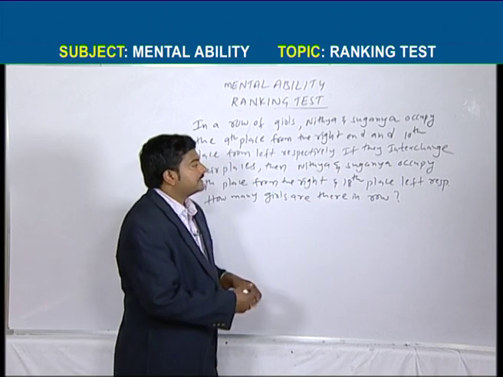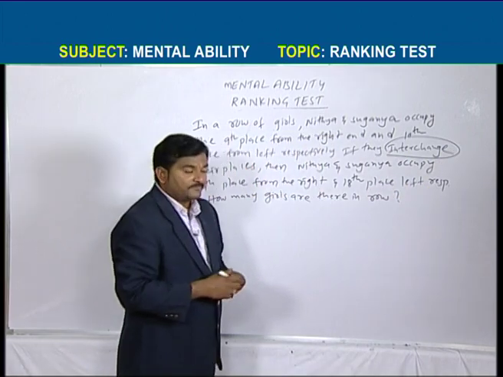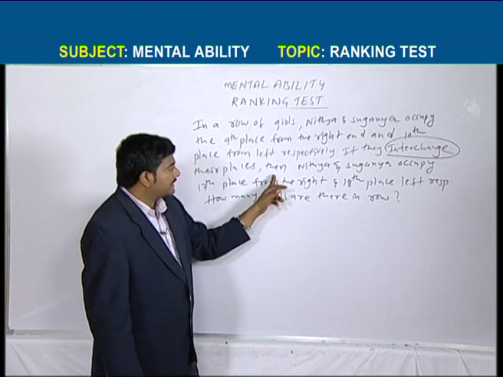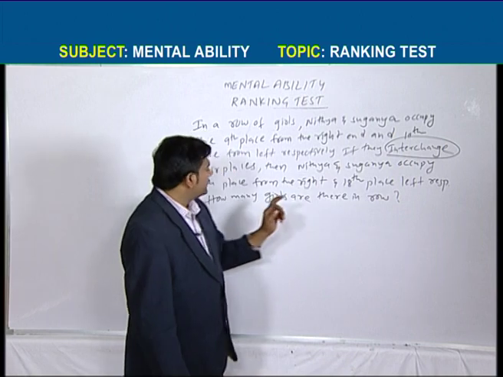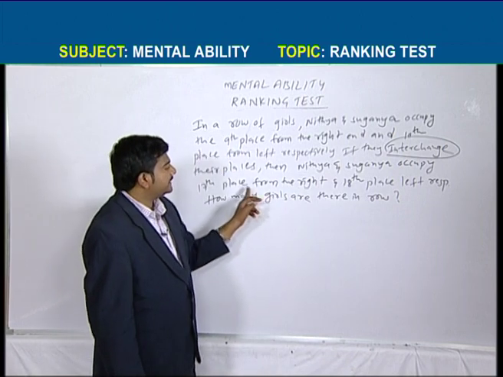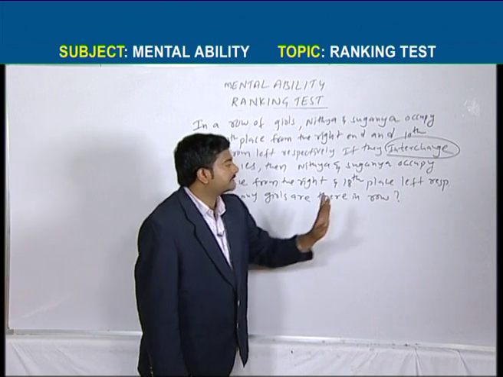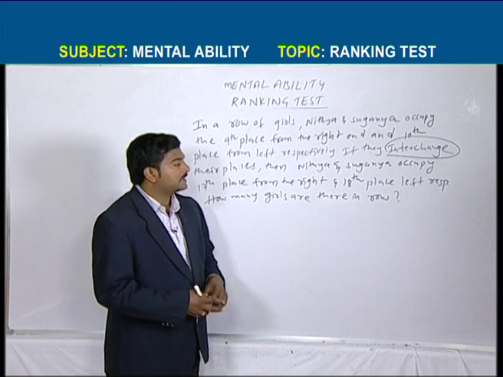If they interchange, again there is a concept of interchange. When they interchange their places, then Nitya and Suganya occupy the 17th place from the right and 18th place from the left respectively. How many girls are there in the row?